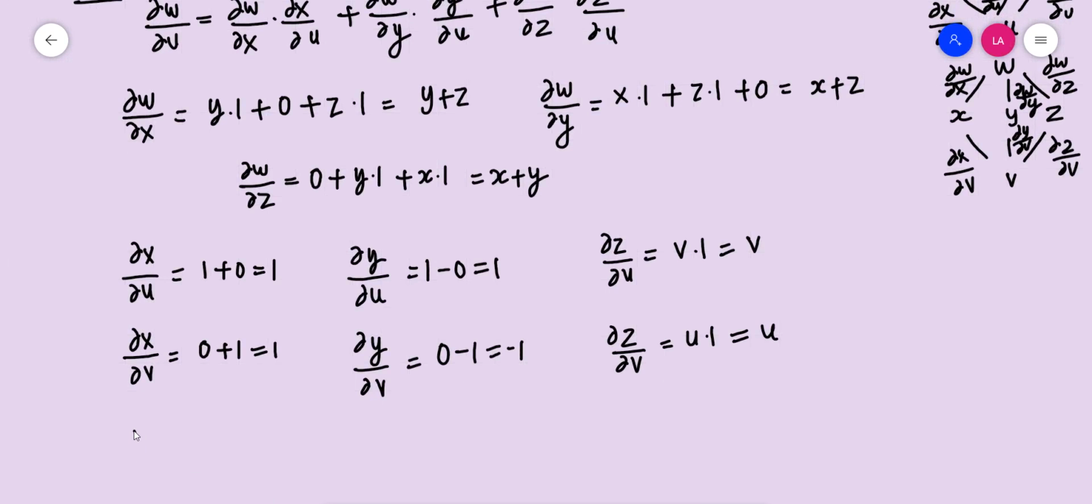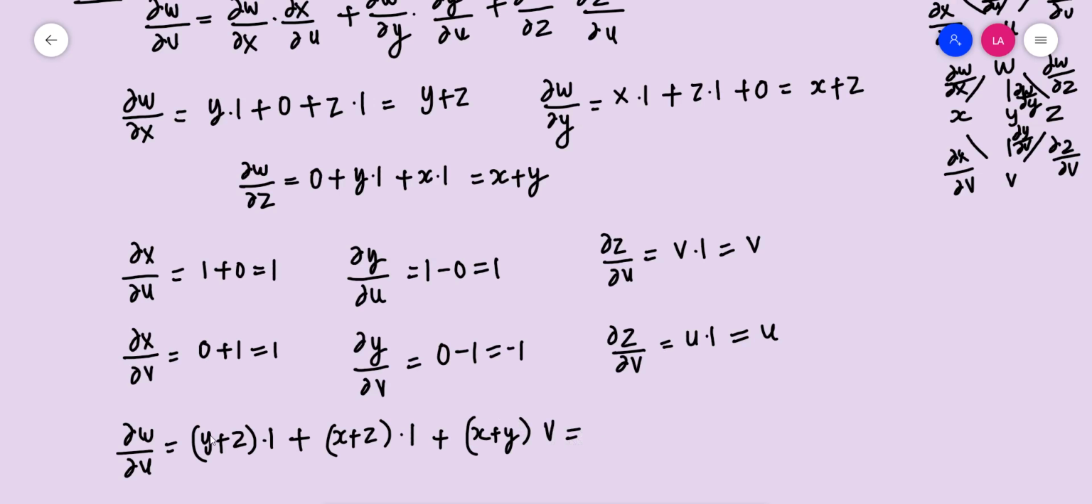So directly dou w by dou u is actually dou w by dou x, that is y plus z times 1 plus dou w by dou y is actually x plus z times 1, dou w by dou z, which is actually x plus y times dou z by dou u is actually v. So this is actually y plus z plus x plus z plus x plus y times v.